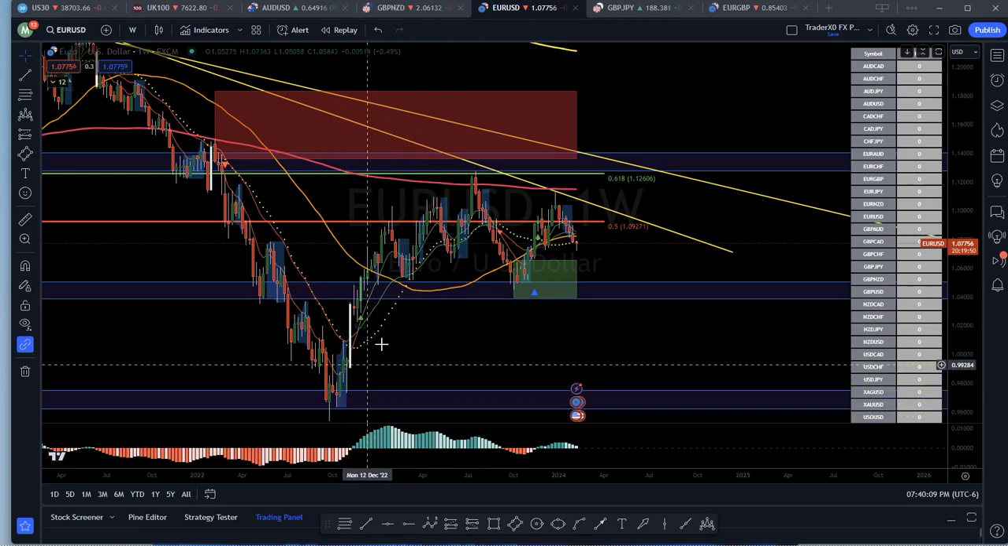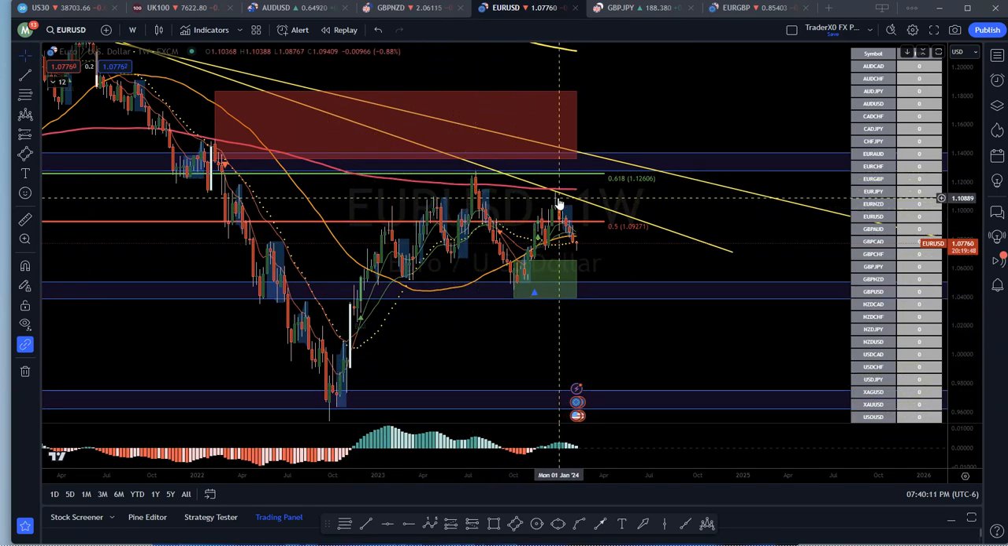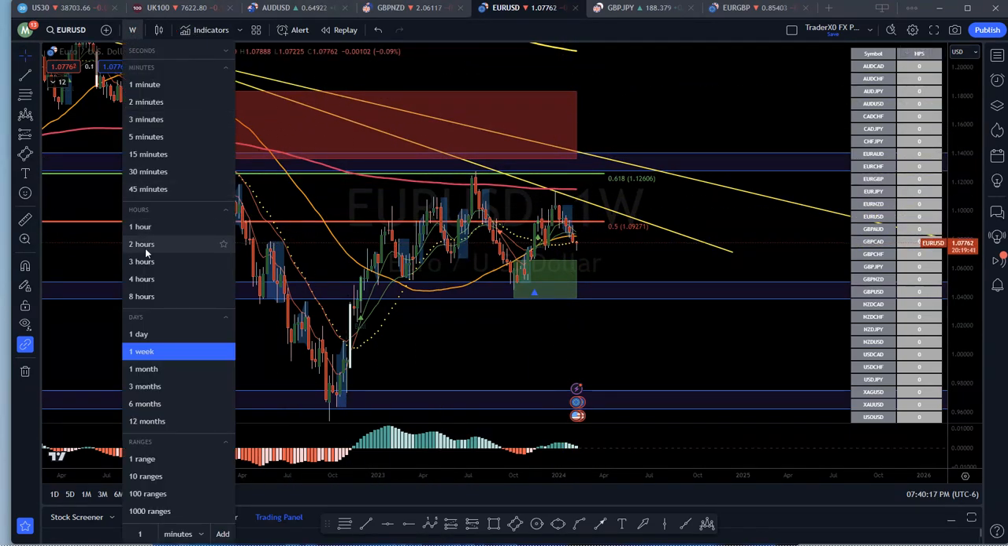The near term trend is up. And the immediate trend this past couple of months is down. Let's go to the daily.